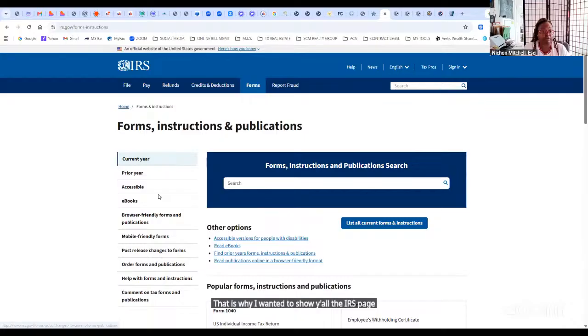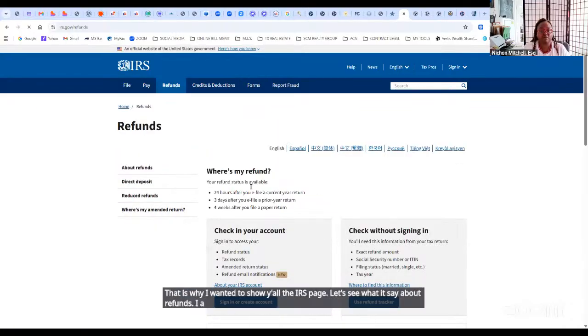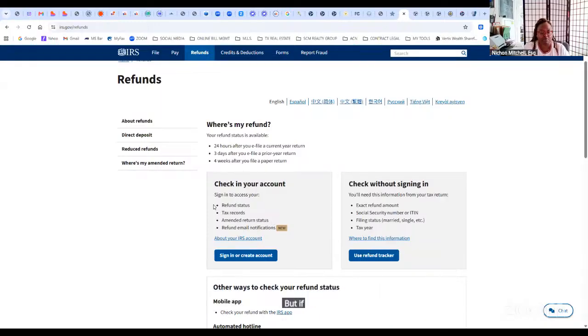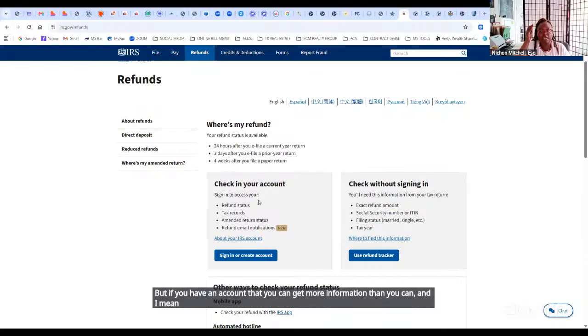Let's see what it say about refunds. I ain't even looked at this. Where's my refund? Check in your account. See, that's why I said set up an account. And so now you can check without signing in, but in your account, there's a whole bunch of good information. And also, if you have an account, that's considered more secure, especially when you call in too. If you have an account, you can get more information online than you can without an account. It's going to all be laid out there.